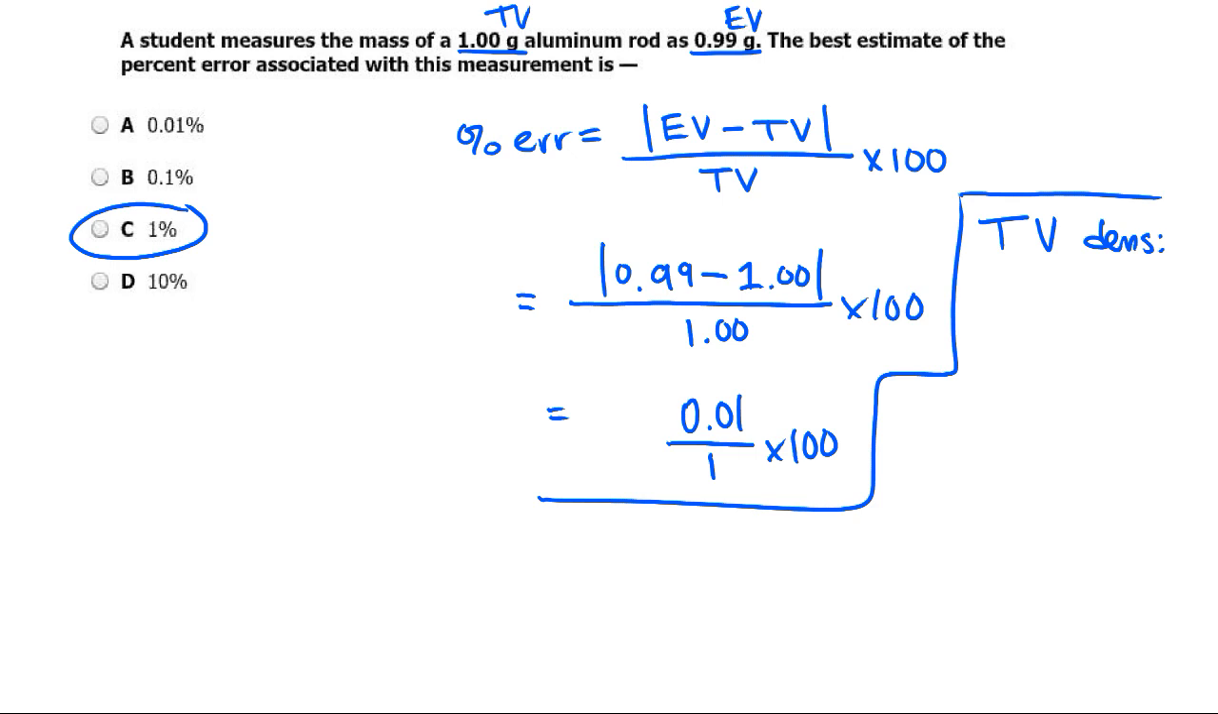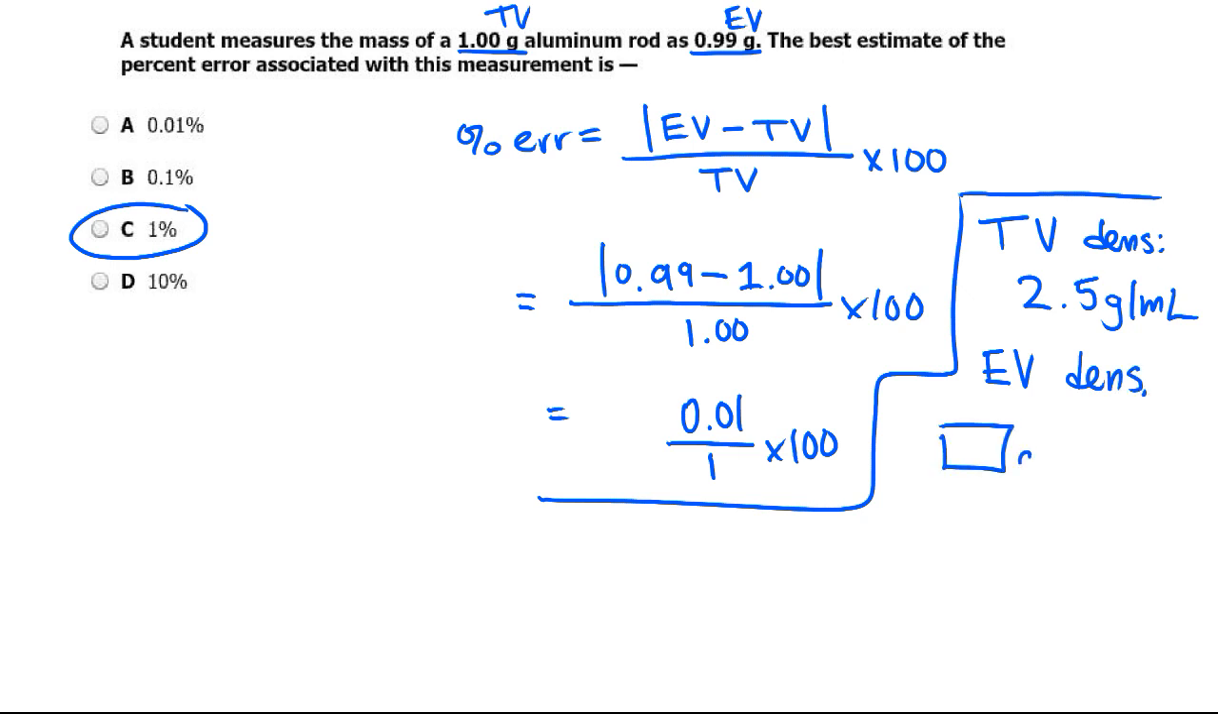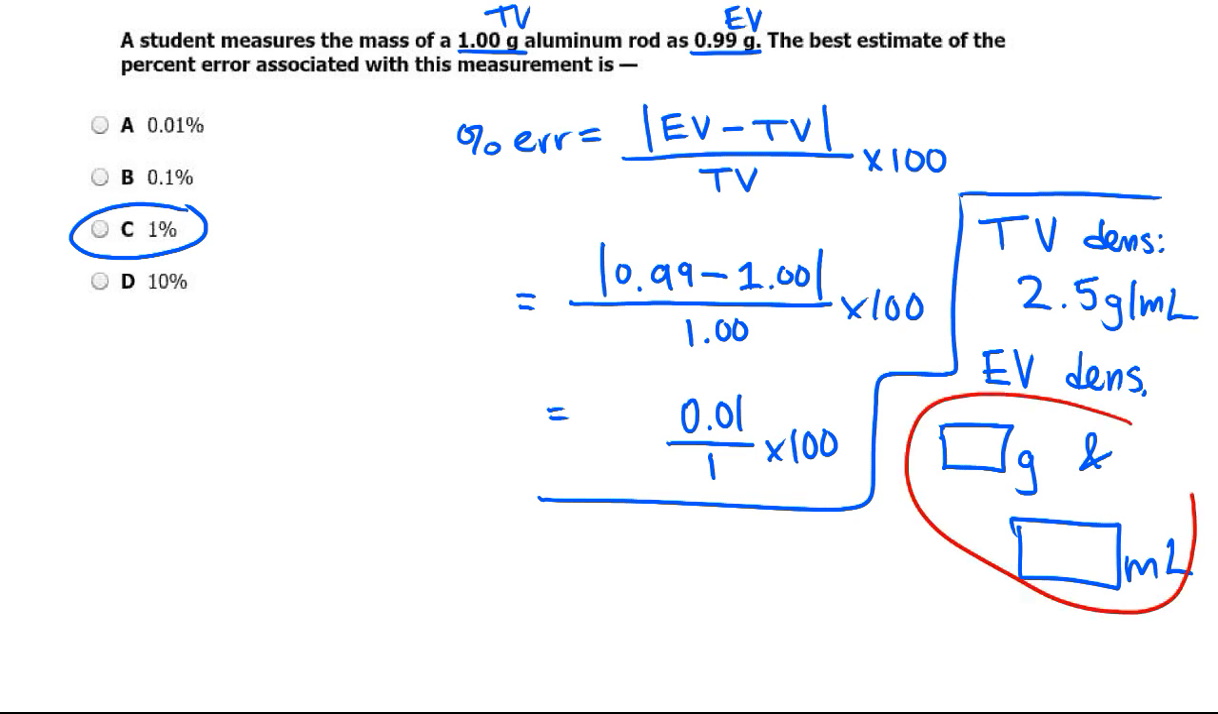as 2.5 grams per milliliter, they may ask you to determine what the experimental value density is if they give you the grams or the mass of the substance, and then they give you the volume of the substance. So in one of those more complex percent error problems, you need to calculate what the density is, for example, and that would be your experimental value density.